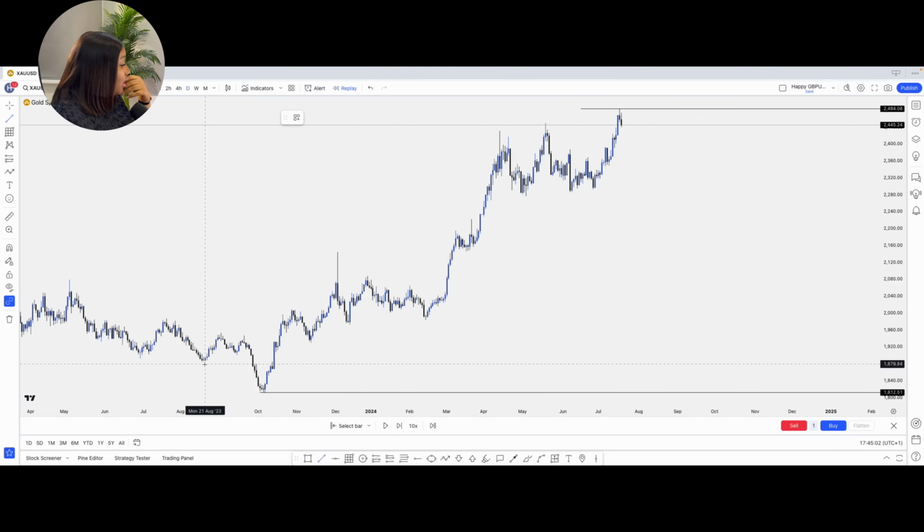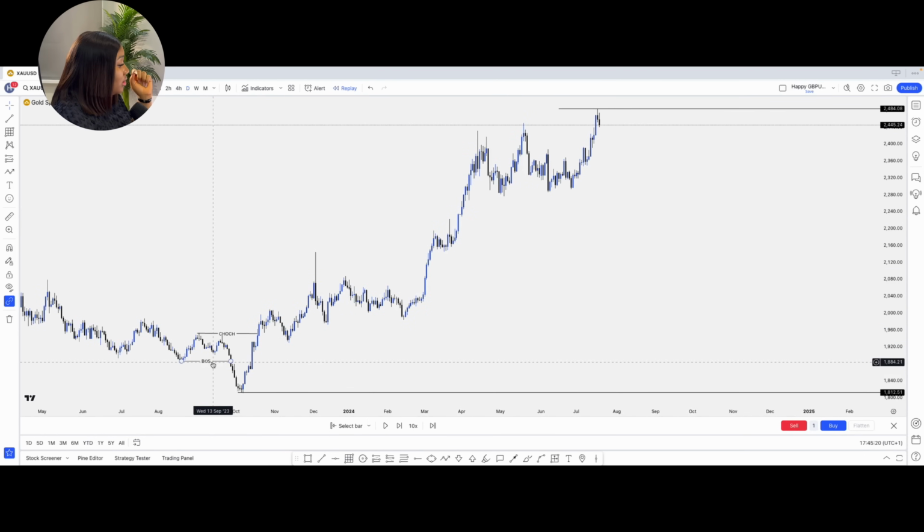So if you check, this was actually the last break of structure to the downside. This is the last break of structure to the downside, and from there we got this change of character. We got this change of character to the upside, and from there price started breaking structure to the upside.